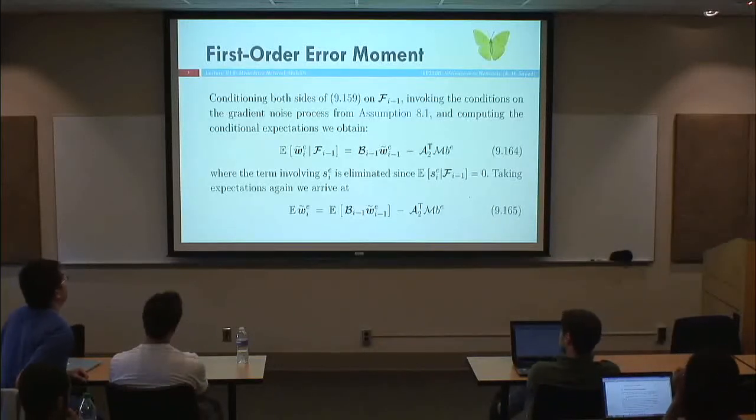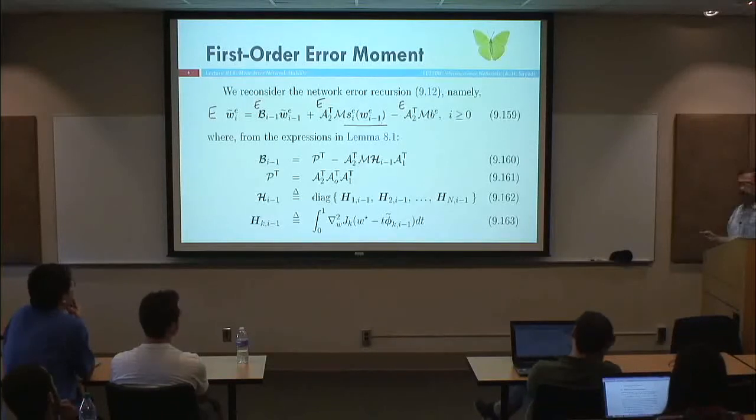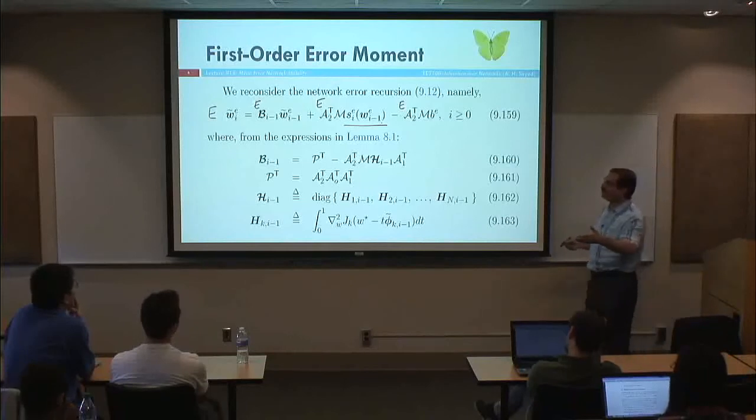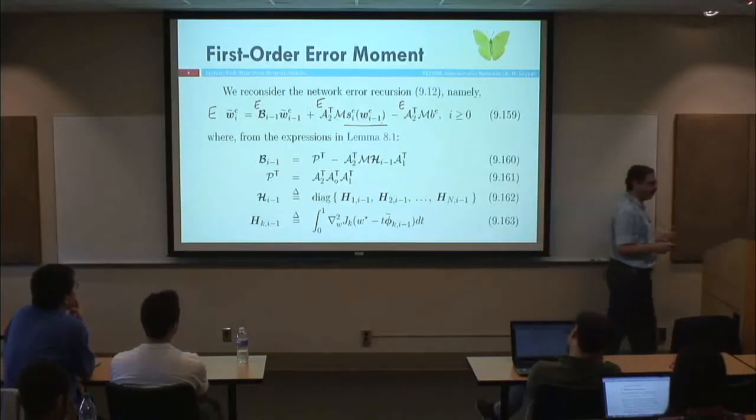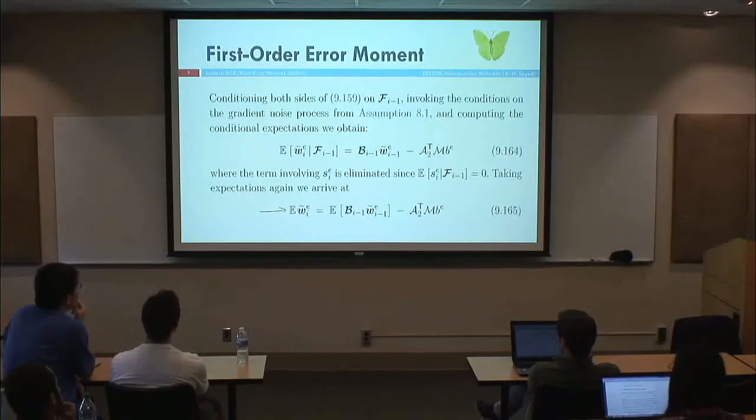Okay? So now let's look at the mean. If I take the expectation of both sides here, gradient noise, if you remember, this is one of the assumptions we had, gradient noise is zero mean. So this term here is going to disappear. This term is not random, so there is no need for expectation here. You are only left with that. So when you take expectation of both sides, this is what you get.